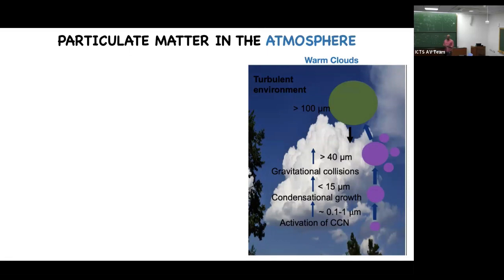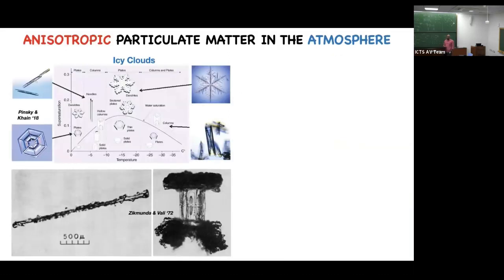Before I move on to the precise interaction problem, the first point is that particulate matter in the atmosphere can occur either in the form of droplets in warm clouds, which I will focus on quite soon, or in the form of ice crystals in icy clouds. Cirrus clouds can have a whole range of shapes, primarily driven by the ambient temperature and supersaturation. And just for reference, here you see two snapshots of ice crystals.